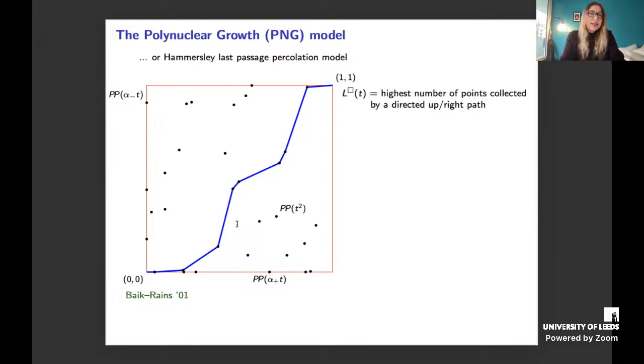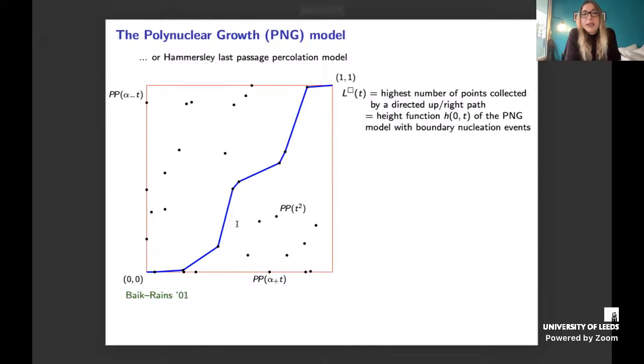So the model is the following. We have a unit square and we generate a random subset via a Poisson process of intensity t squared. Then you also add Poisson distributed points on the horizontal and the vertical side, one with parameter alpha plus t, and the other with parameter alpha minus t. And then you look at the directed path that collects the highest number of points, and you define L to be its length.